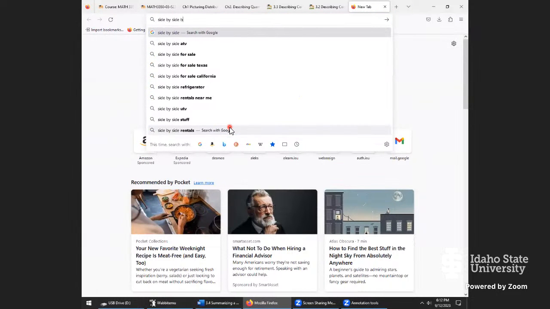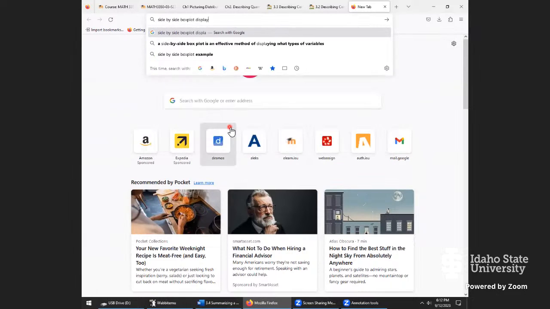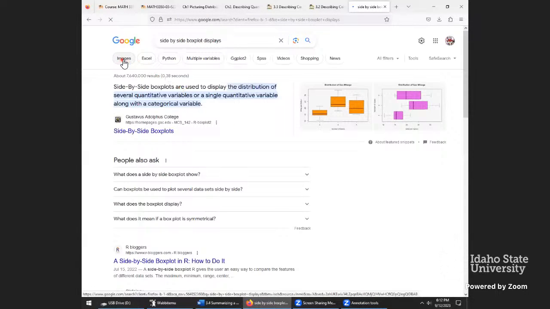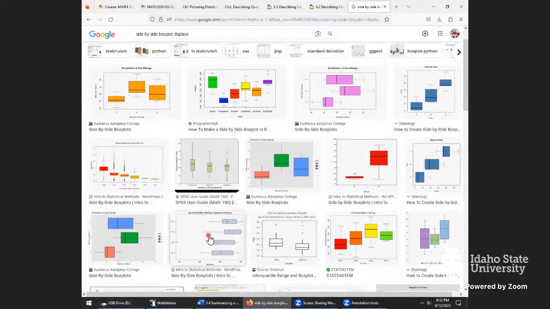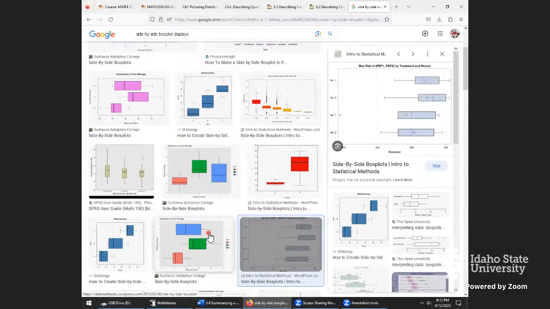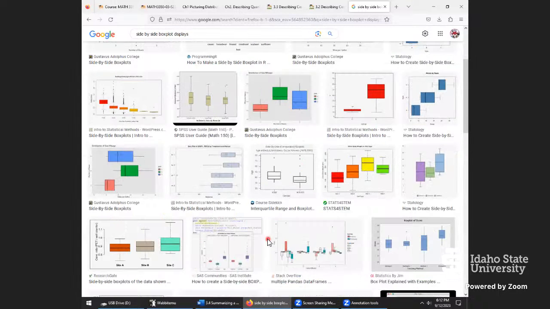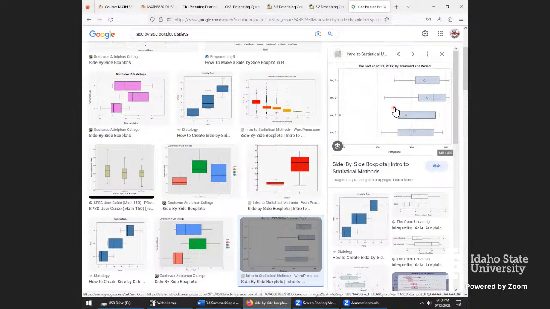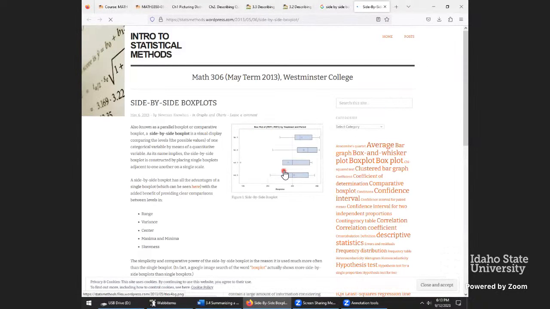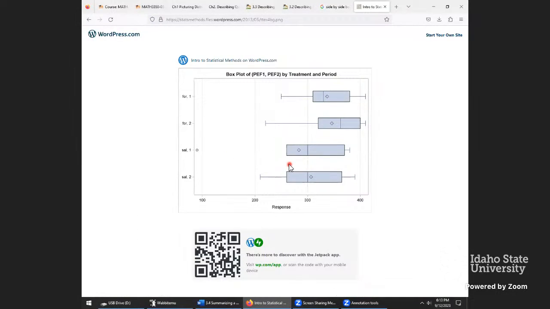Side by side box plot displays. Let's just go to images. This is always my go-to if I can't find a file I'm trying to find. And this is how you're usually going to see box plots. This one looks like a pretty good one. They're doing them horizontally like we're doing. And usually it's easier to open an image. There we go. One more click, finally.